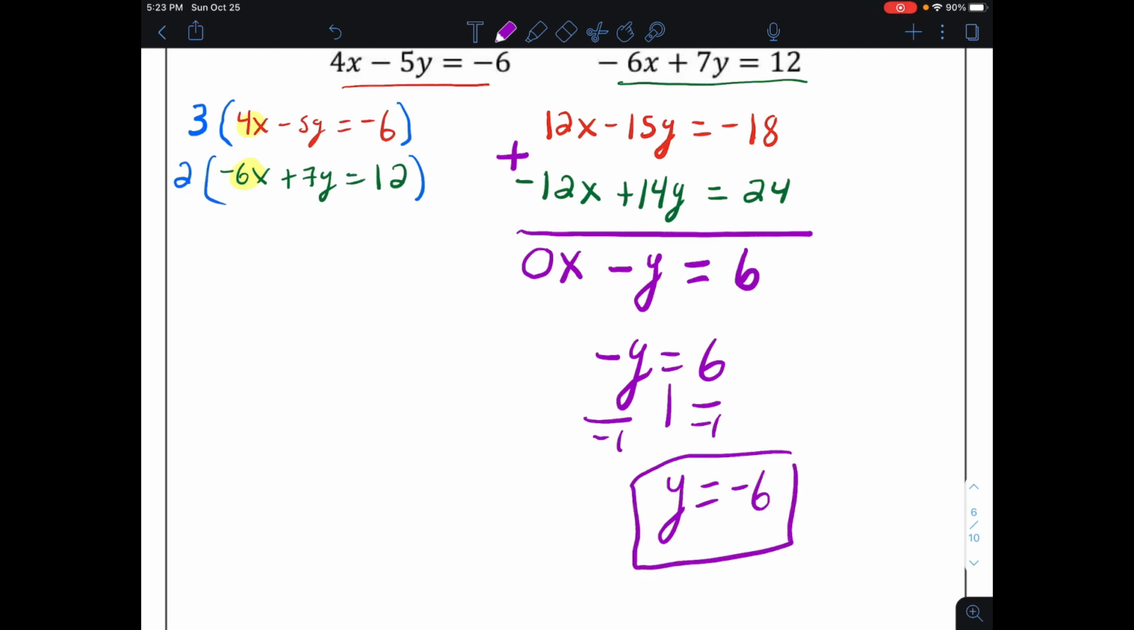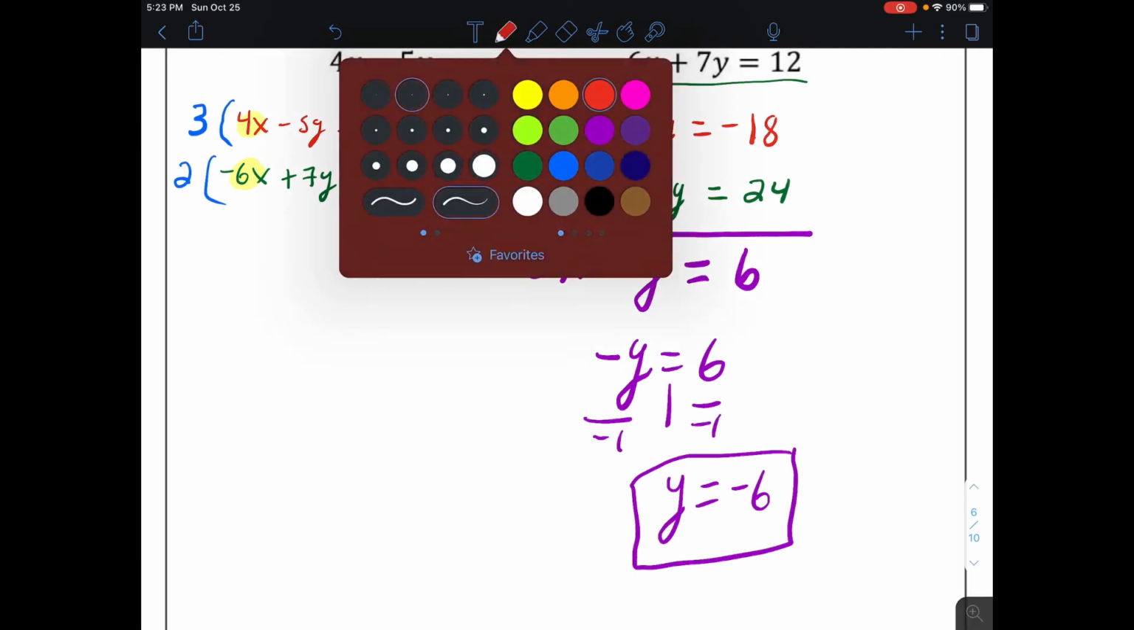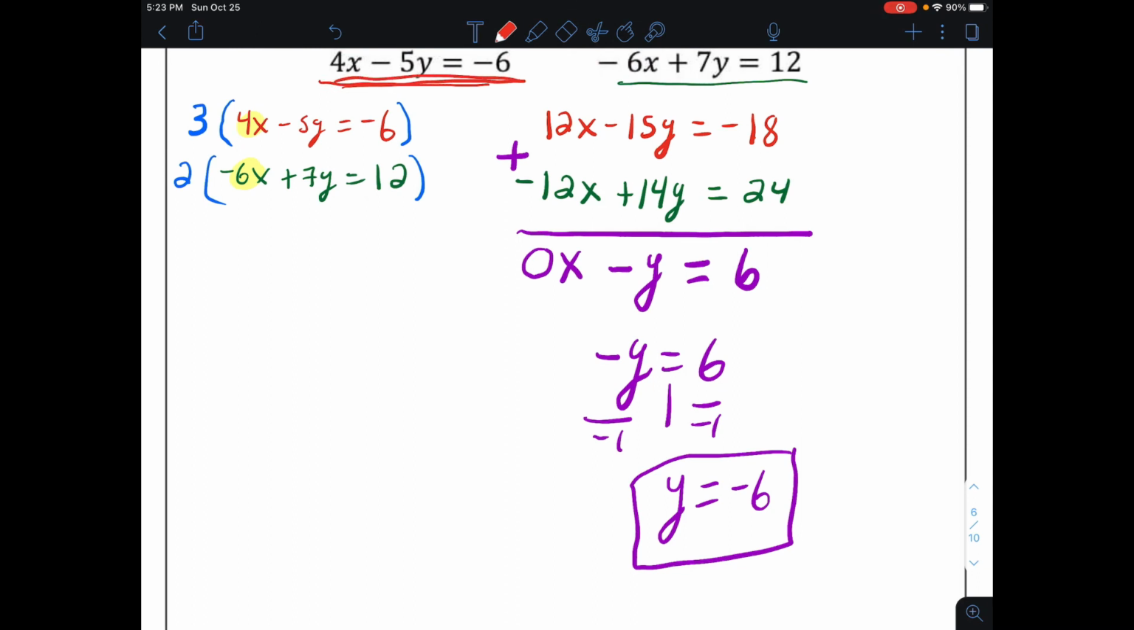So -6 for y will solve the system. I just have to get the corresponding x value. It does not matter what equation we pick. I'm going to pick the original first equation here, my red equation. And I'm going to start writing it. So 4x minus 5. But since we know what y is, I don't write y.